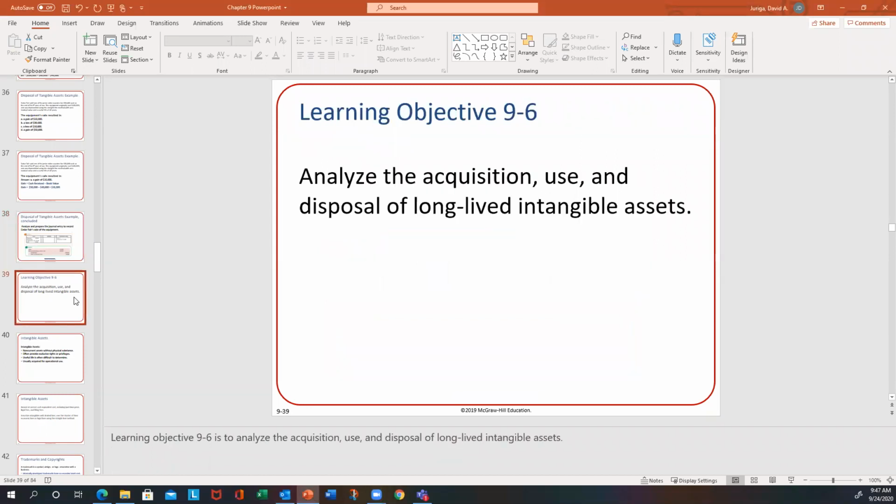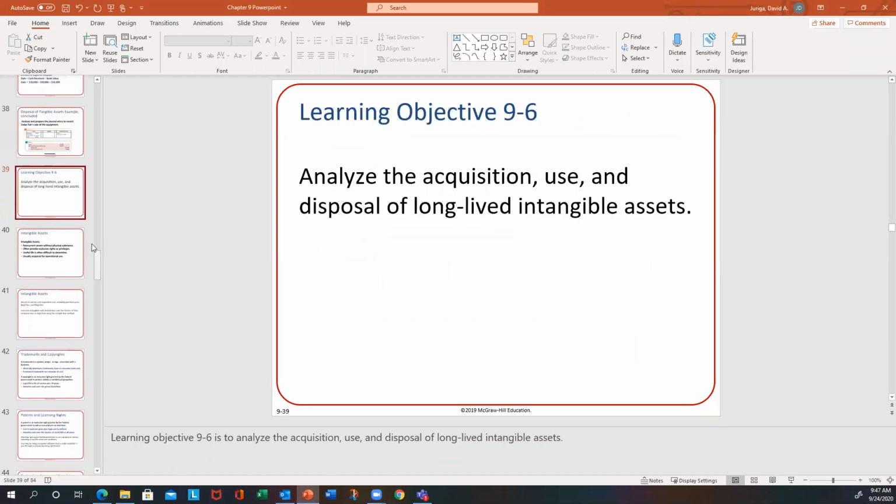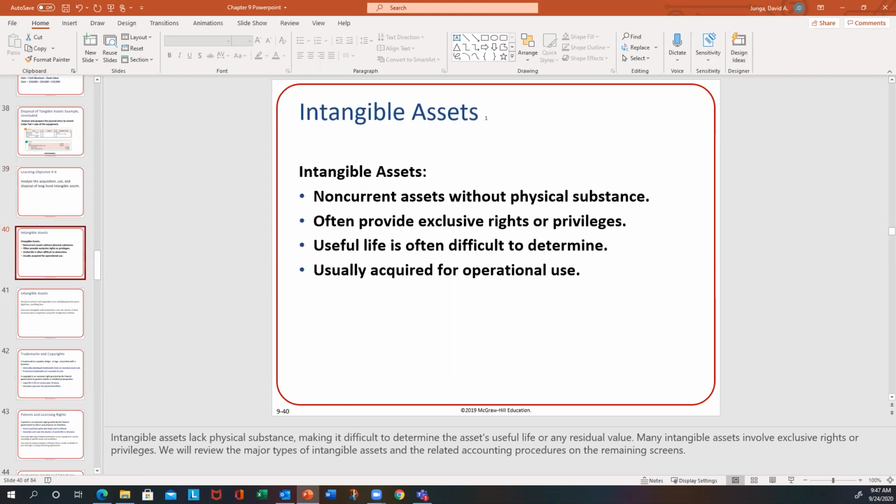All right. So now that we've dealt with tangible, then you also have the concept of the intangible. Again, intangible assets typically are more than a year. They don't have any physical substance. That's one of the characteristics. It could include such things as exclusive rights or privileges. There's usually a useful life, but sometimes that life can be difficult to determine. So there's some standards that we'll be looking at. And usually you have to use these in some cases for operations. So it could be like a patent or trademarks, stuff like that.